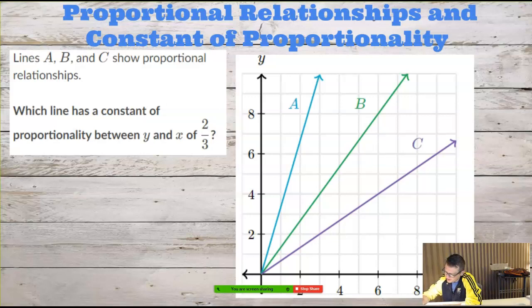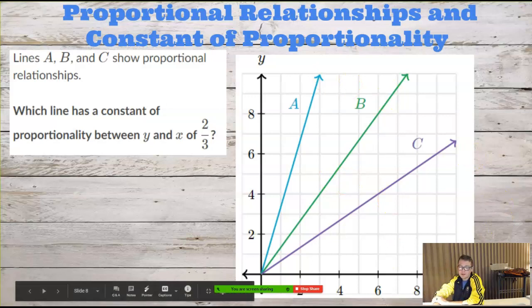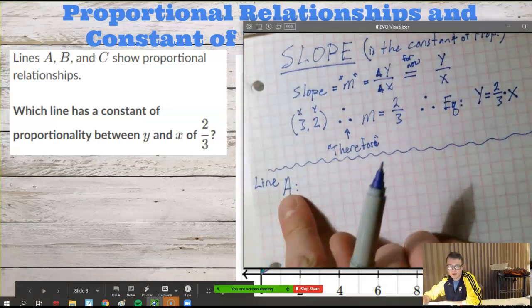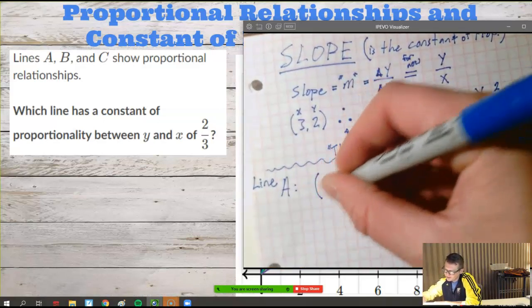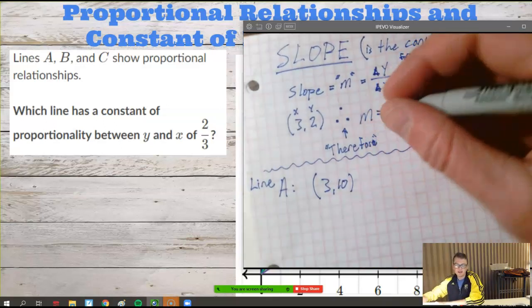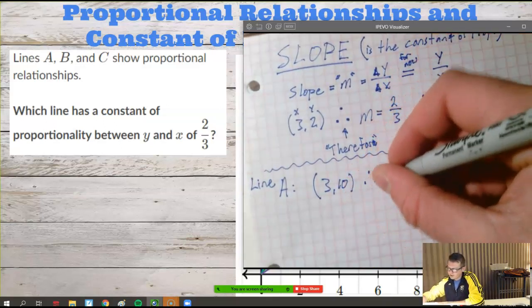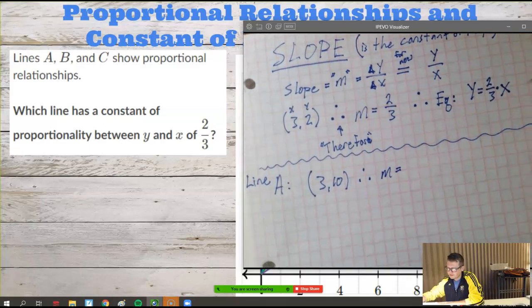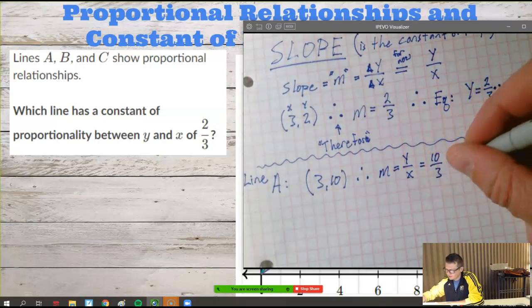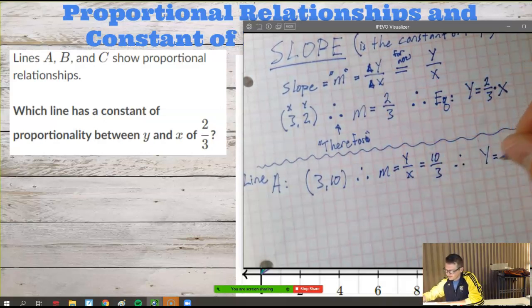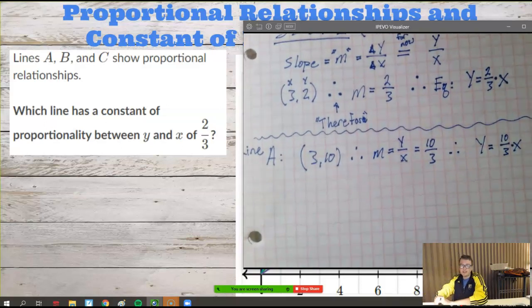So guys, on my notes, I'm going to write A. And let's start to try to make your notes a little bit easier. Just put line once, but then we're going to put A, B, C. So line A has the point 3, 10, we said. Therefore, what's our slope? Yeah, it's the y over the x, so it's 10 over 3. Therefore, our equation is y equals 10/3 x. Do B on your own.